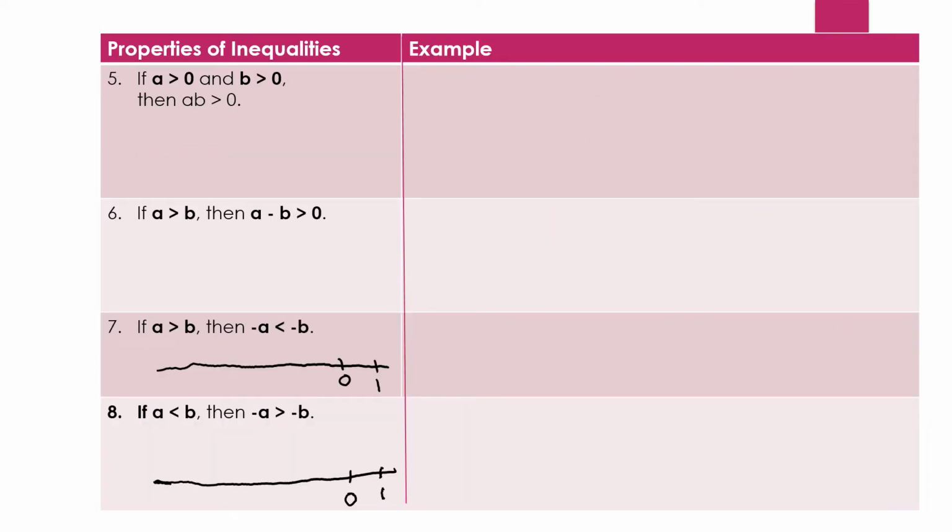If A is greater than 0, so say for example, I have A equals 2 and B is greater than 0, say B equals 4, then AB equals 2 times 4, which equals 8. So over here, my A is definitely greater than 0. My B is also greater than 0. 8 is of course a positive number, therefore AB is also greater than 0.